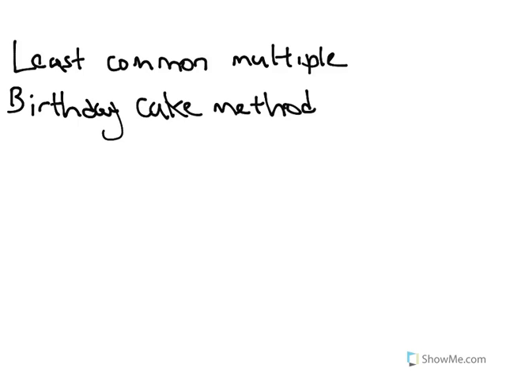Now we're going to deal with the least common multiple with the birthday cake method. This will look pretty familiar if you just watched the video on the greatest common factor, but with a twist. So let's look here. If we have two numbers, let's say 24 and 30, and we are trying to figure out the least common multiple of each of them. We're still doing the birthday cake thing.